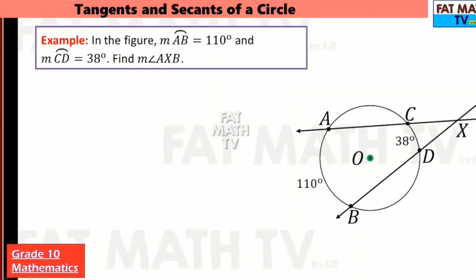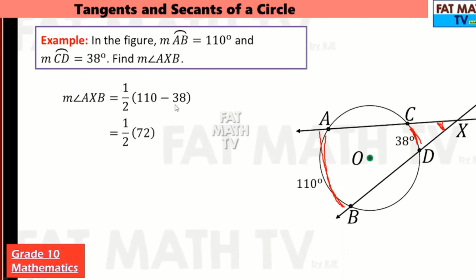Let us have an example for that. In the figure here, measure of arc AB is 110, so it's this one. And measure of arc CD is 38, it's this one. Find the measure of angle AXB. So the measure of angle AXB is half the positive difference. So half of 110 minus 38. 110 minus 38 is 72. So half of 72 is 36. So the answer is 36 degrees. So this angle here is 36 degrees. So it's one half the difference.